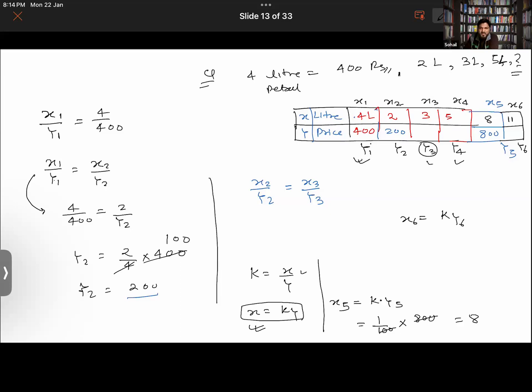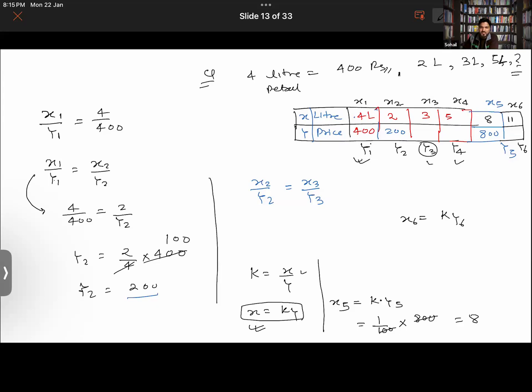Sir, that is correct, Adhan, for the liters and the price limit you're doing, right? Yes, for the liters and for price. The 11 liters, right? For the 11 liters, you have to find what the price is going to be. See, Moz, I think you are not able to understand. Moz, are you getting it or not?